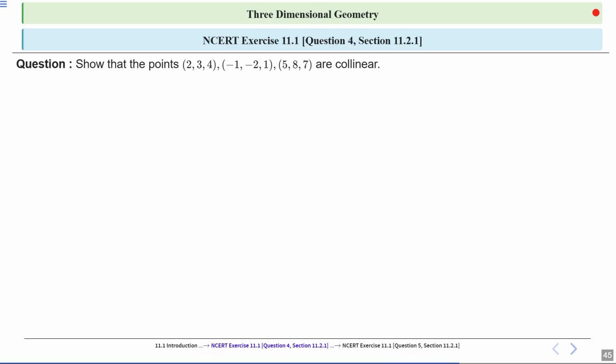Now, let's look at this question. We are given 3 points in 3-dimensional space, which are (2, 3, 4), (minus 1, minus 2, 1), and (5, 8, 7). And we have to show that the points are collinear. So first of all, think about this. How would you approach this question? And then after that, see the solution.